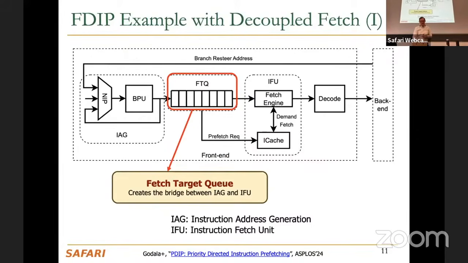Okay, so this is an example. Probably a picture is worth 1,000 words over here. Here, there's a fetch target queue. This is one example implementation. It's not the only example. I think there may be better implementations, actually.